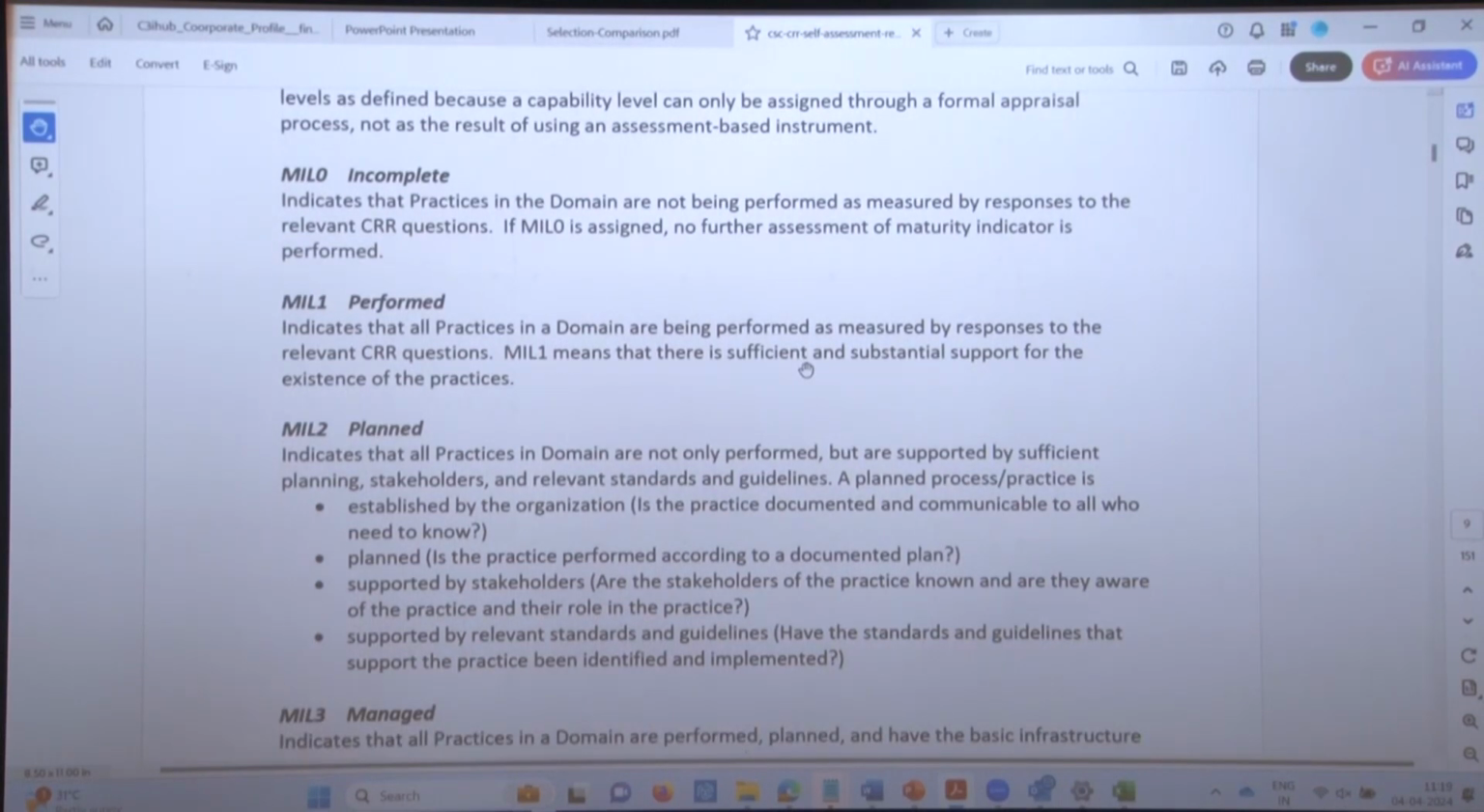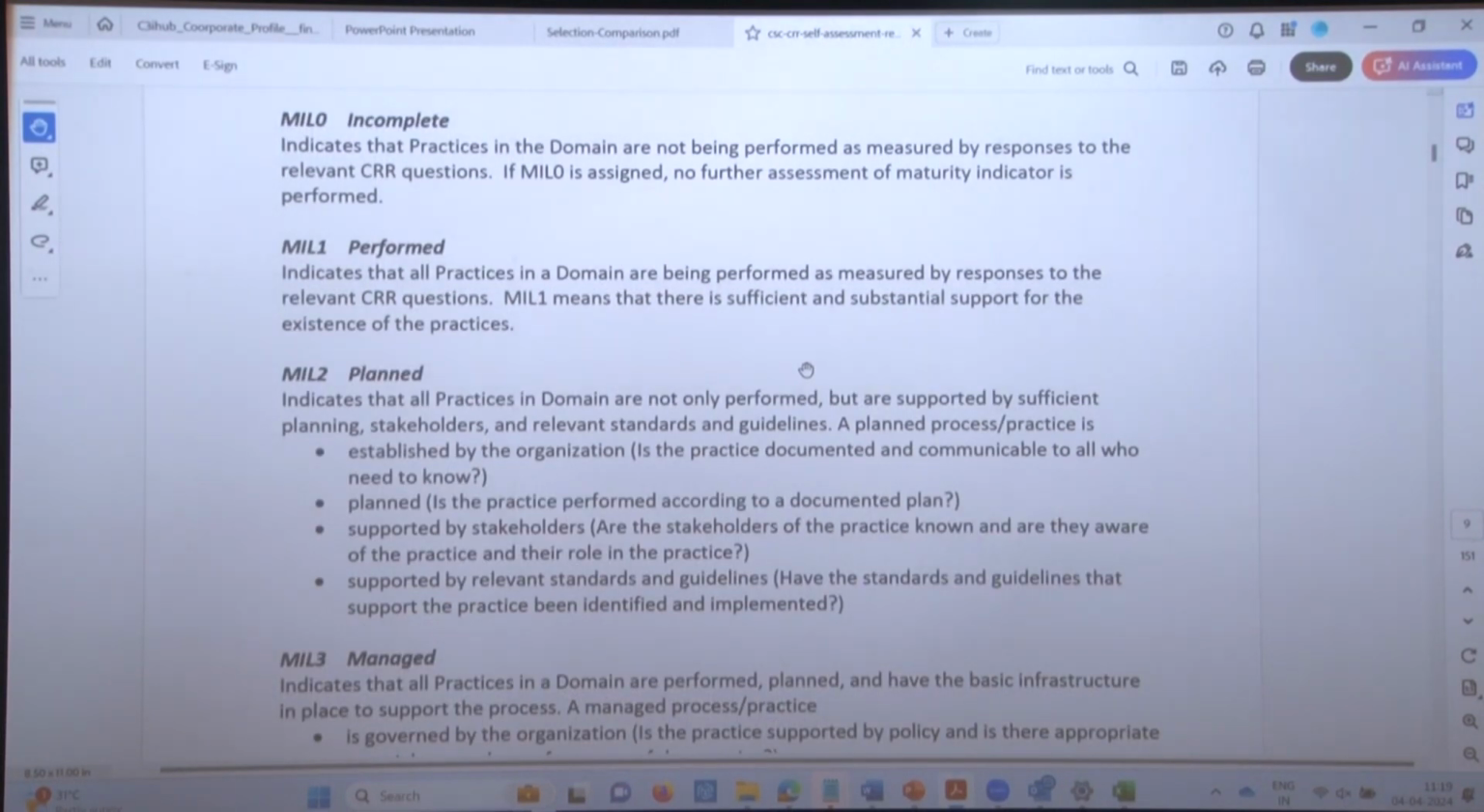There are specific names also to remember what each maturity level indicates. Remember, maturity is about progression in some sense, right? Higher maturity means I have progressed beyond the previous maturity level. So you see that MIL 0 means incomplete, that is some goals are not achieved. A domain is considered incomplete if in that domain some goals are not achieved.